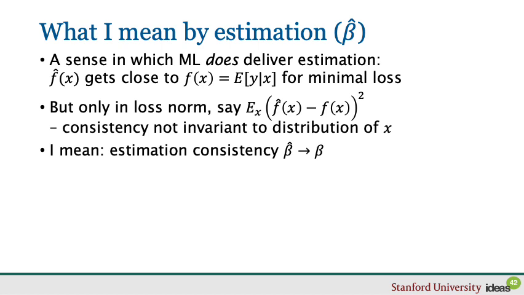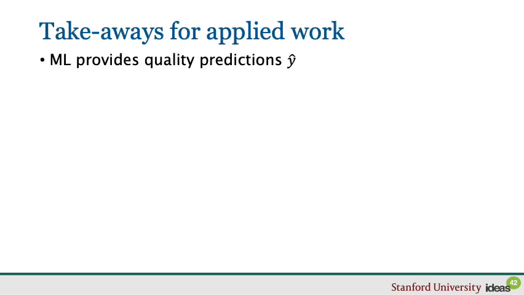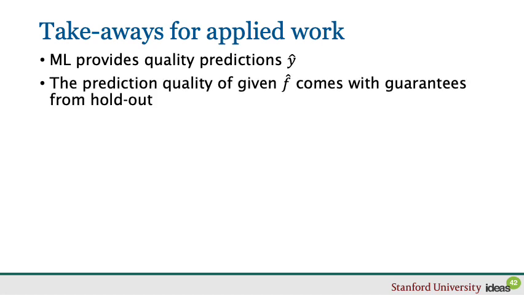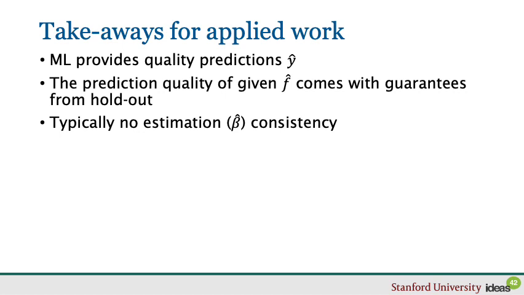So taking all this together, here are my takeaways for applied work. Machine learning provides high-quality predictions y hat, but while the prediction quality comes with guarantees from the holdout, so for example, I'm able to say it predicts at least that much with some statistical certainty, there's typically no guarantees about the quality of estimation and no estimation consistency, meaning the coefficient converging to the true coefficient, getting very close to the true coefficient, is much harder to establish than prediction consistency.